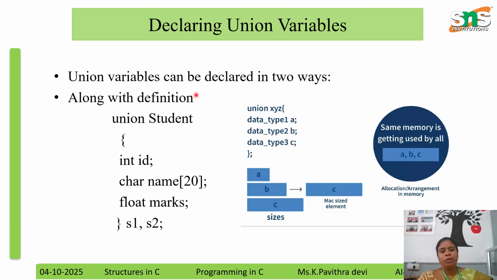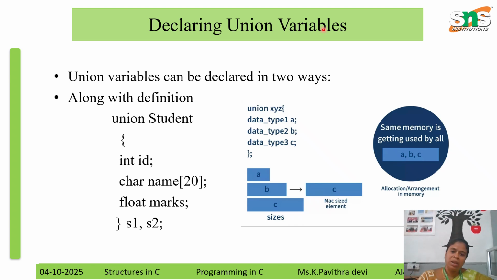Next one, declaring the union variables. Once a union is defined, you can create variables of that union type and store different types of data in the same memory space. The union in C is a user-defined data type similar to the structure. All the members share the same memory location. This means the union can store only one member value at a time, making it memory efficient.